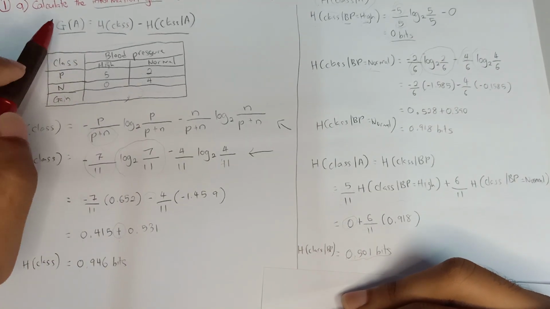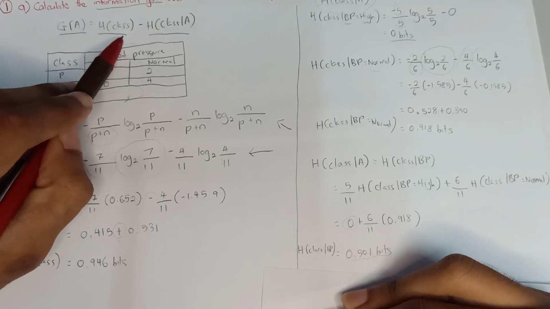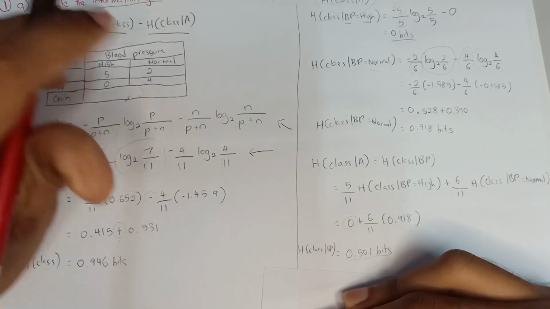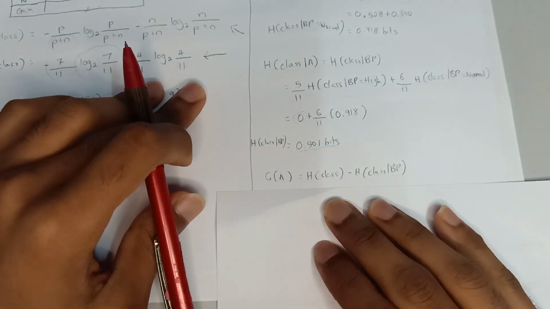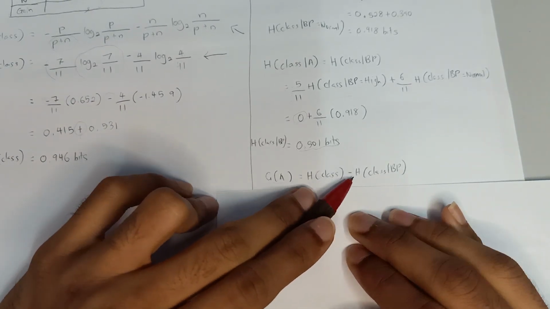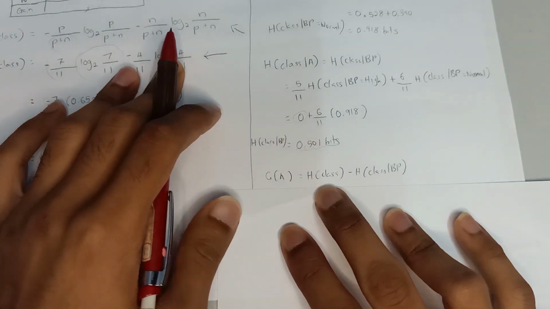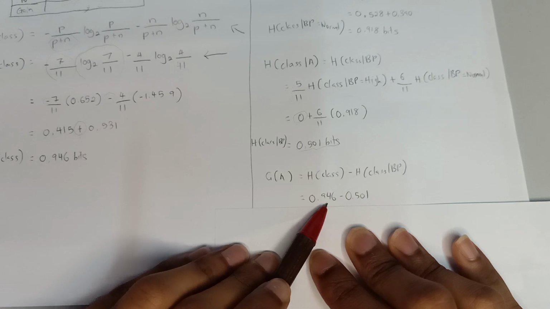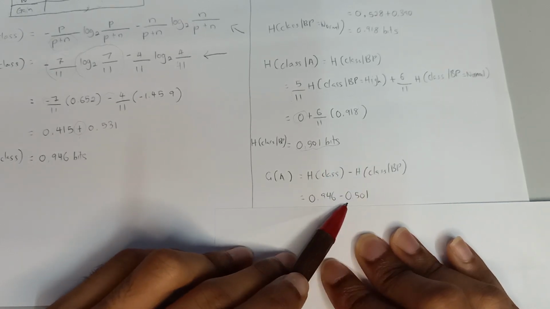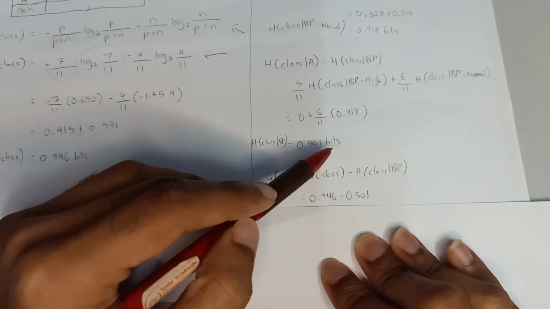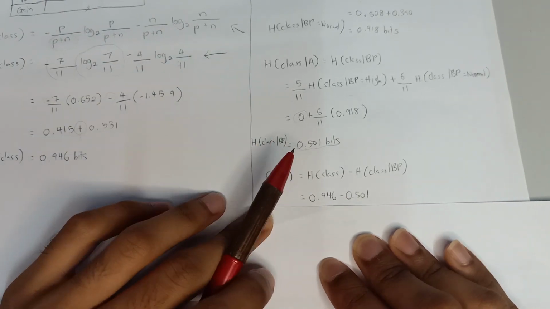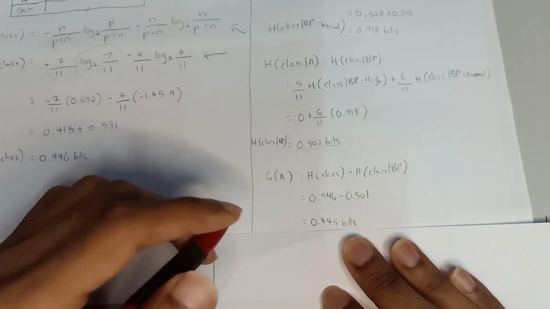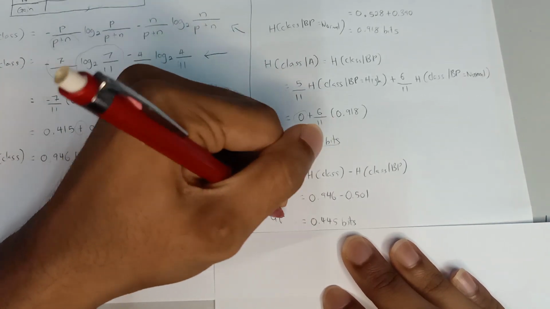Okay, now finally, since we got both of the H class value and the H class A value, now we can find the information gain. As we use the same formula, information gain equals to H class minus H class BP. When we throw in the value, H class equals to 0.946 minus H class BP, which is 0.501 bits. The final value we are going to get is 0.445 bits. This is the information gain.